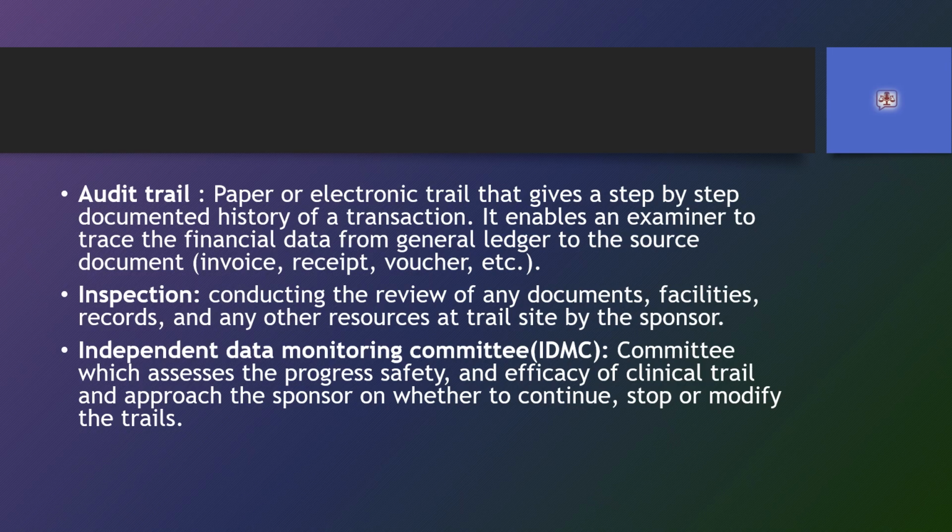Okay. So next we'll see the inspection. It is conducting the review of any documents, facilities, records, and any other resources at a trial site by the sponsor. So who will do the inspection? The inspection will be done by the sponsors and regulatory authorities. What they do is check everything like documents, facilities, and the records.